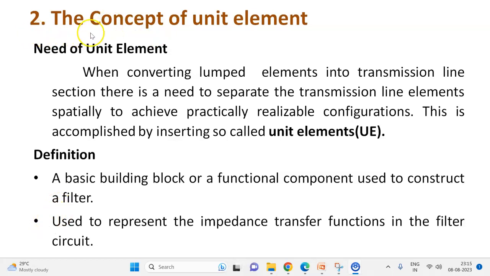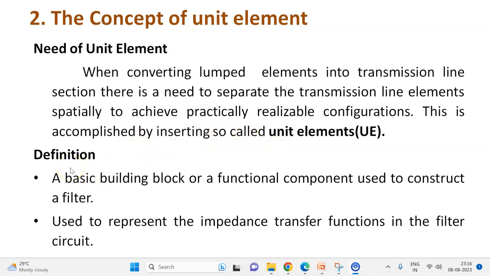And the second conversion tool is the concept of unit element. First, we need to know what the need for a unit element is. When converting lumped elements into transmission line sections, there is a need to separate the transmission line elements spatially to achieve practically realizable configurations. This is accomplished by inserting so-called unit elements.